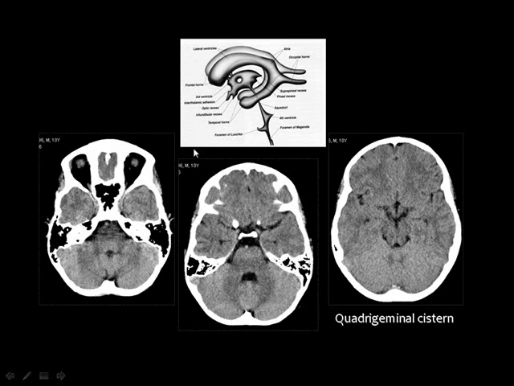Then here are the three levels of the fourth ventricle. The fourth ventricle is large. Then this is the pons. The fourth ventricle is small inferiorly. Then this is the medulla oblongata. The fourth ventricle is small superiorly. Then this is the quadrigeminal cistern, and this is the midbrain.